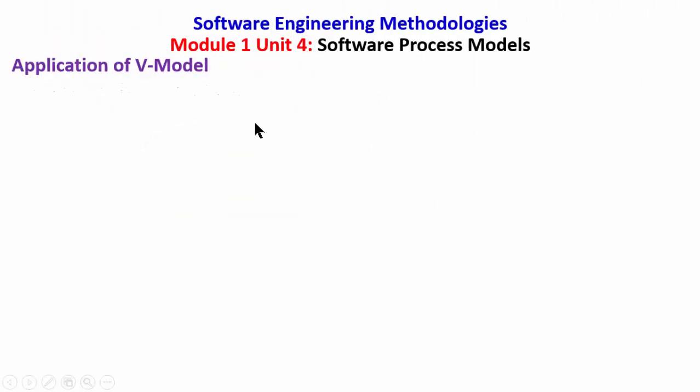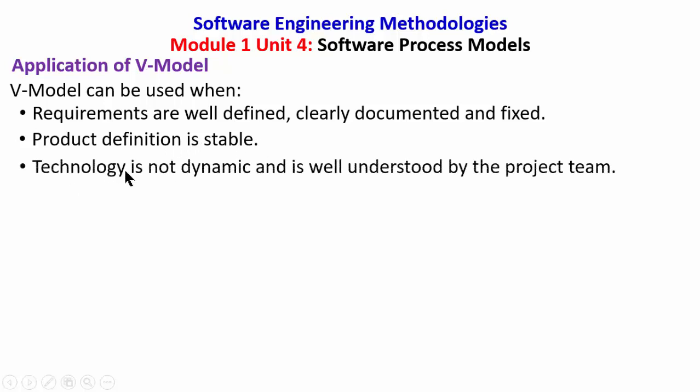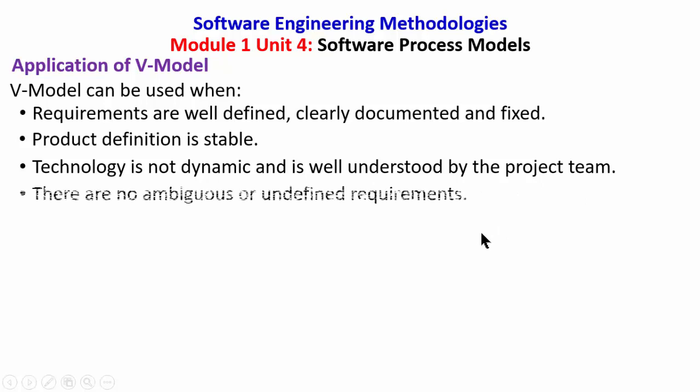Application of V model. V model can be used when requirements are well defined, clearly documented, and fixed. Product definition is stable. Technology is not dynamic and is well understood by the project team. There are no ambiguous or undefined requirements. The project is short.